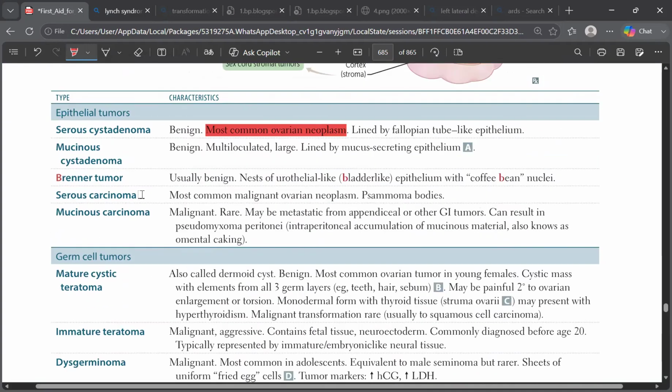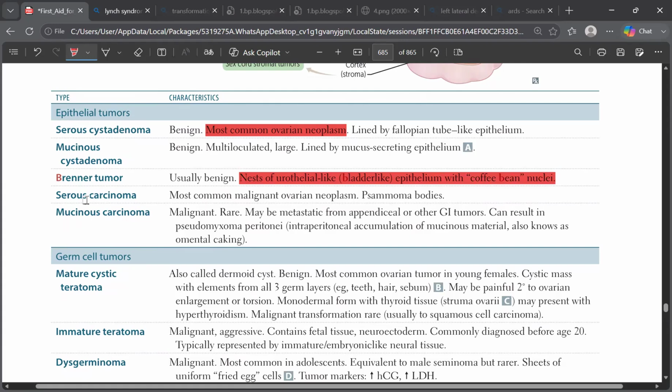Then there is Brenner tumor, which is usually benign. Nests of urothelial-like, bladder-like epithelium with coffee bean nuclei. This is a very important point to remember: the Brenner tumor is going to be bladder-like epithelium with coffee bean nuclei. How I usually remember is from Dr. Bruce Banner, who plays Hulk in the MCU, and he's kind of green, so green is associated with bladder, and it is associated with coffee bean nuclei. Dr. Bruce Banner is just having some coffee, and it is usually benign.